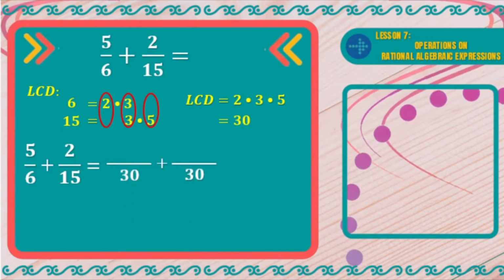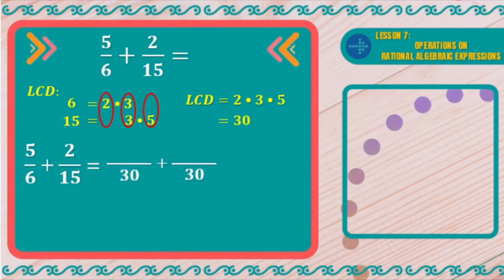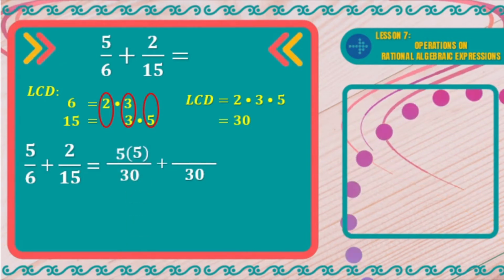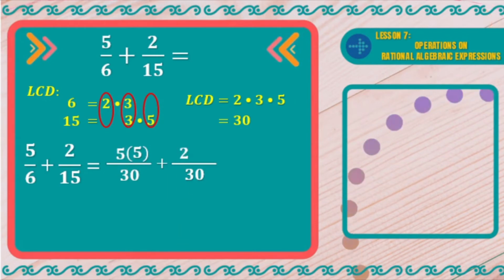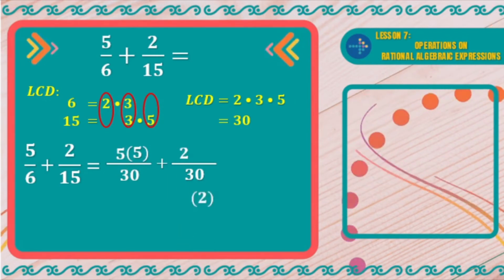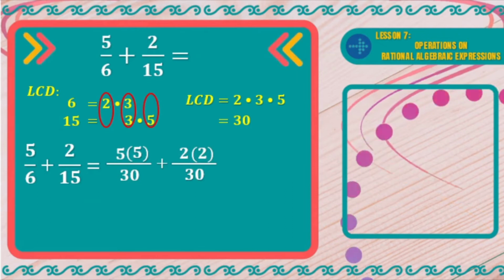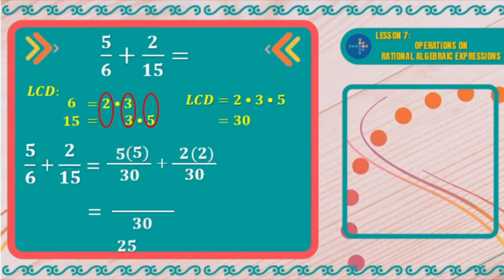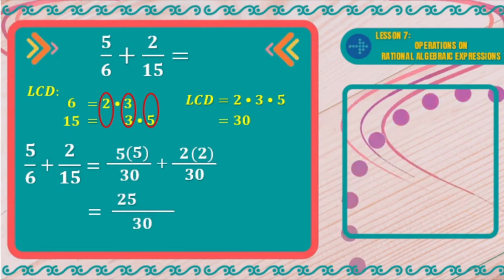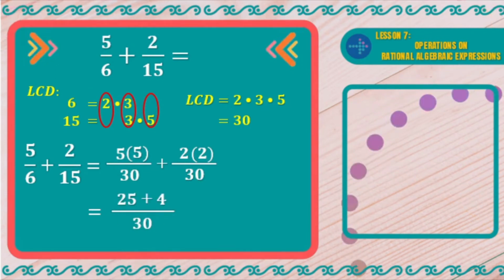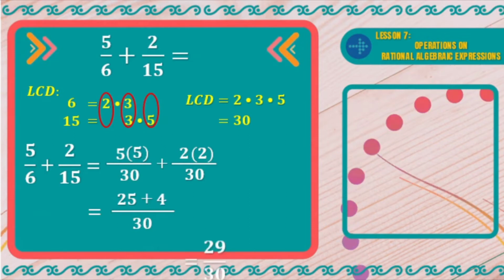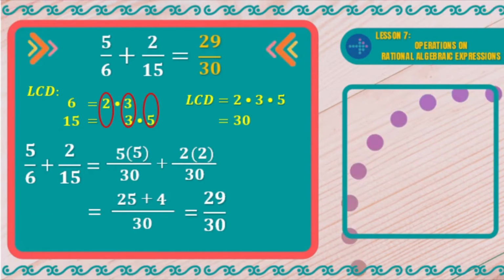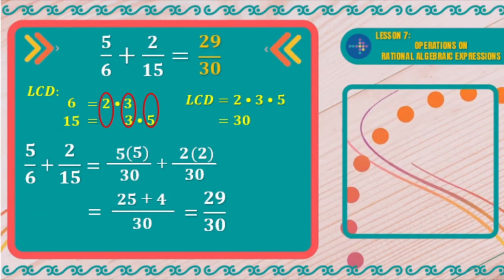Then, to find the new numerators, 30 divided by 6, multiplied to 5. Then, 30 divided by 15, multiplied to 2. So, simplify: 5 times 5 is equal to 25. Then, 2 times 2 is equal to 4. So, 25 plus 4 is equal to 29 over 30. So, the final answer is 29 over 30.